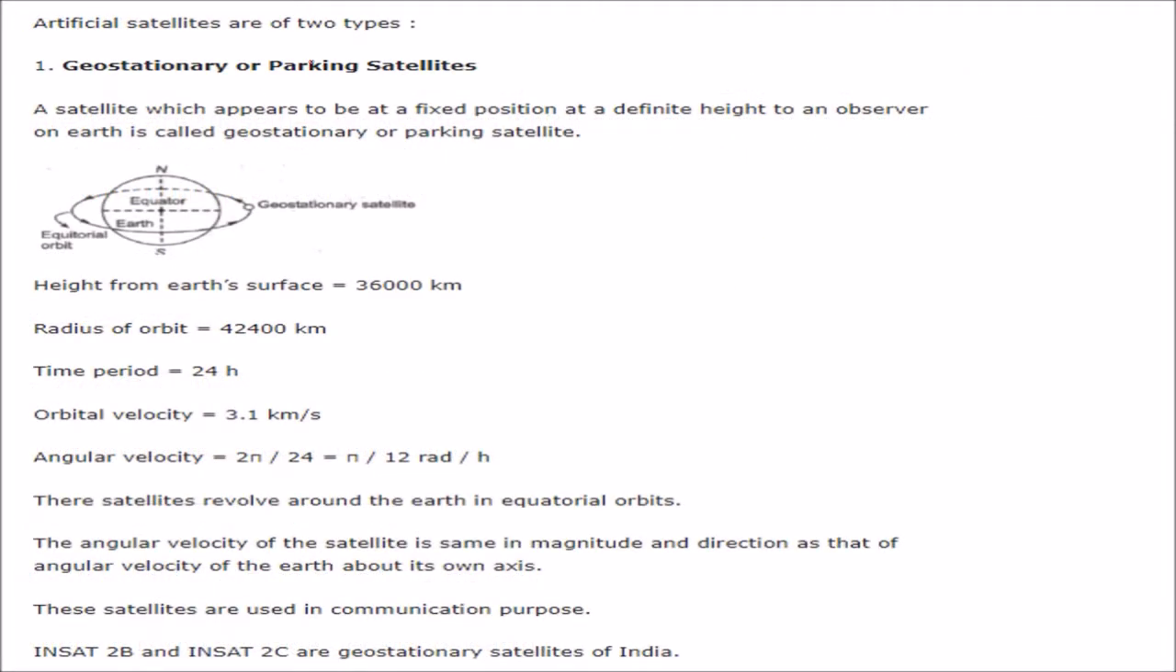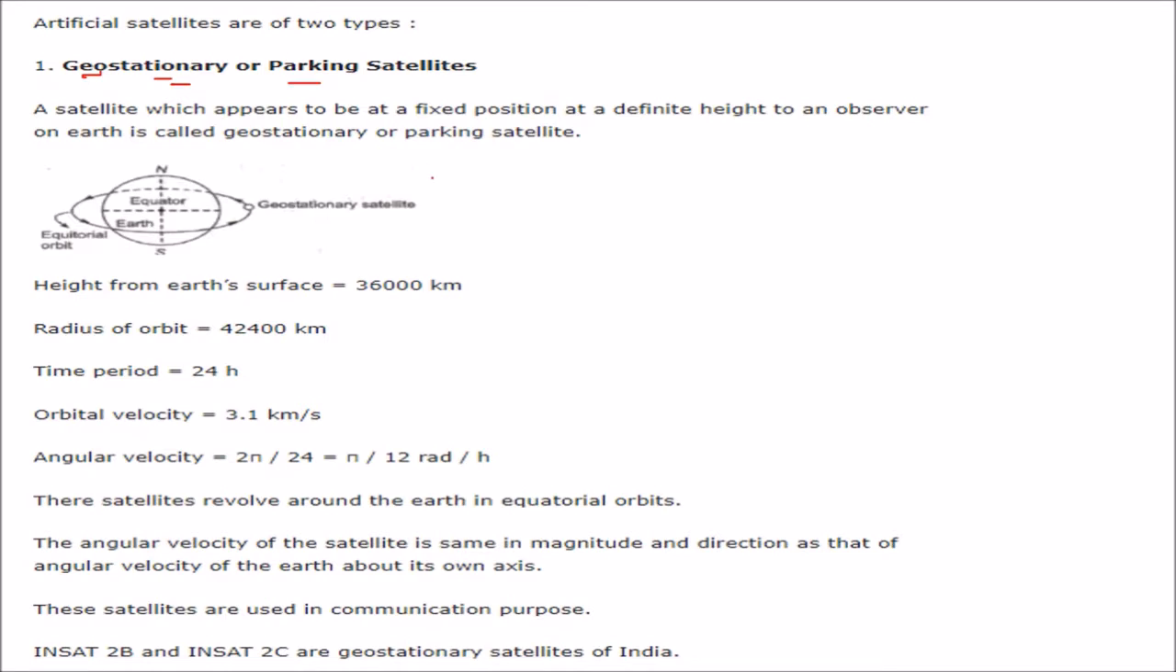Artificial satellites are of two types. Geostationary, we also call it a parking satellite. Geostationary means geo means Earth, stationary means stationary with respect to Earth. So a satellite which always appears to be at a fixed position at a definite height to an observer on Earth is called geostationary or parking satellite.